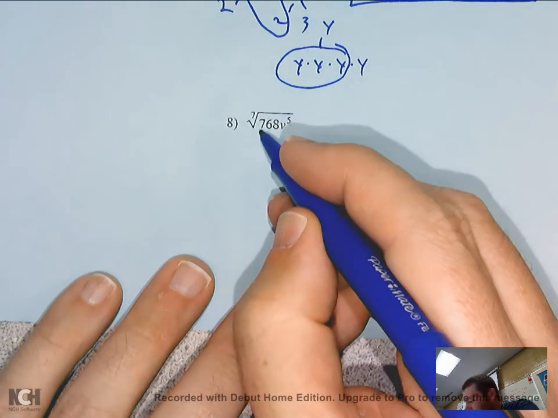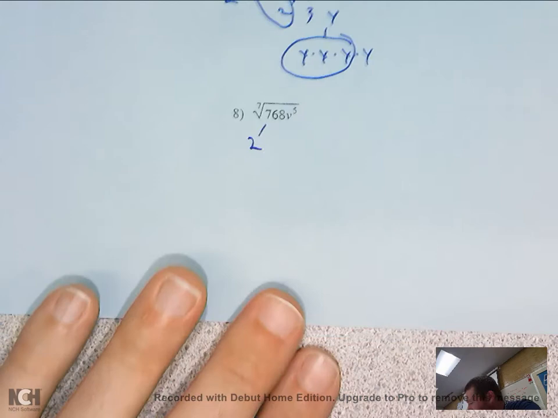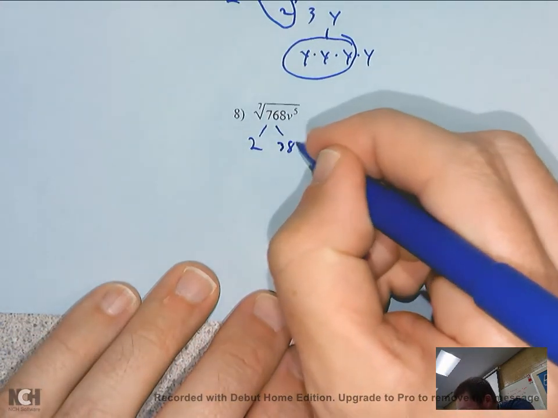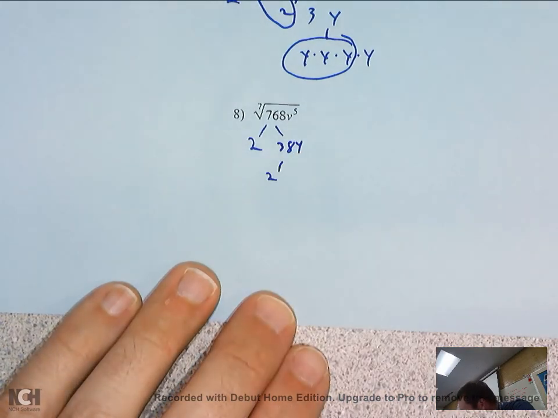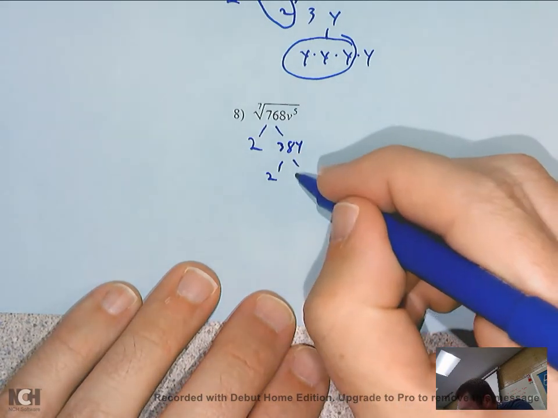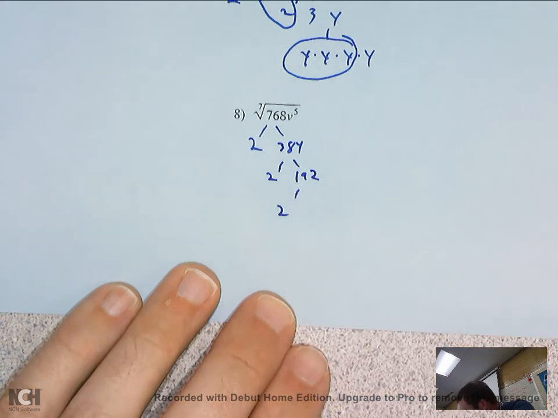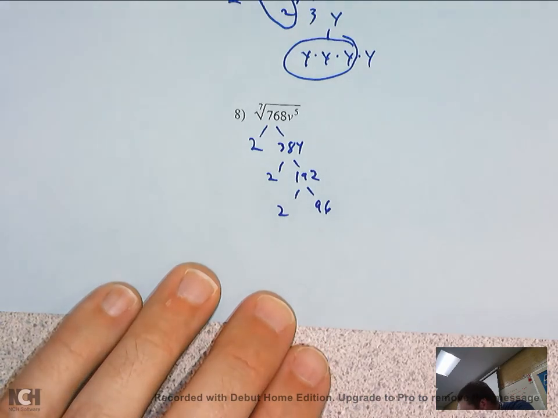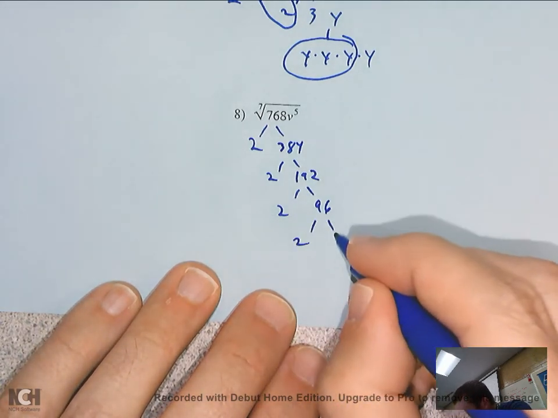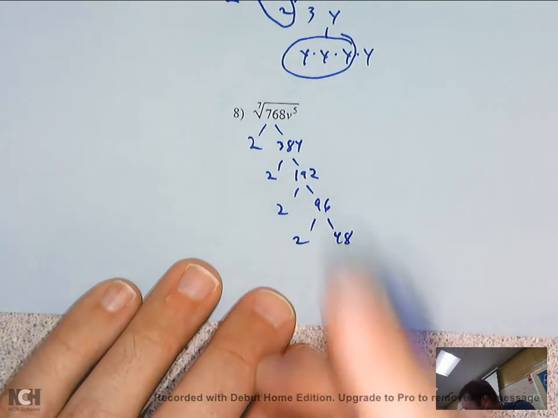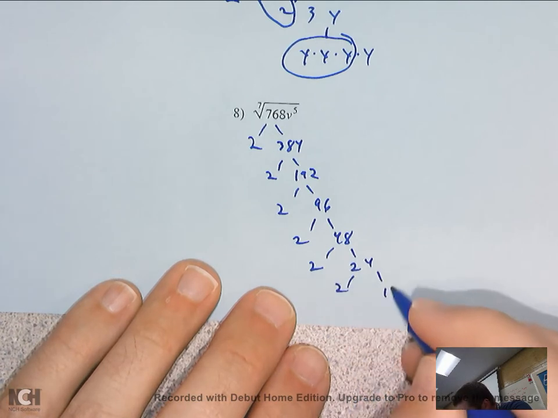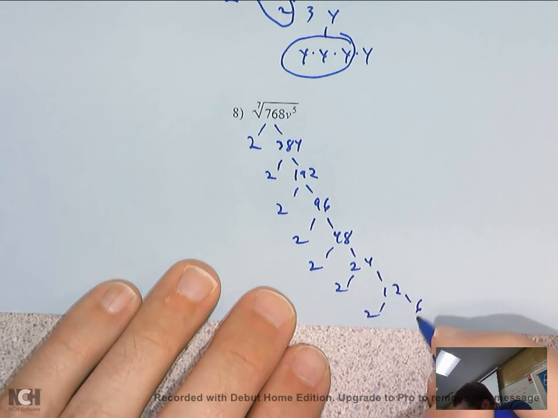But let's break this down. So this is an even number, so I'm going to divide by 2. So 768 divided by 2 is 384. Divide that by 2, and you get 192. Divide that by 2, and you're going to get 96. Divide that by 2, and you get 48. Divide that by 2, get 24. Divide that by 2, you get 12. Divide that by 2, you get 6. Divide that by 2, and you get 3.